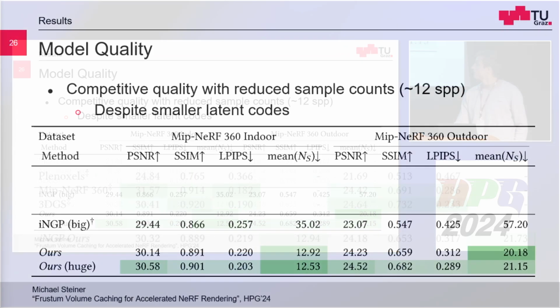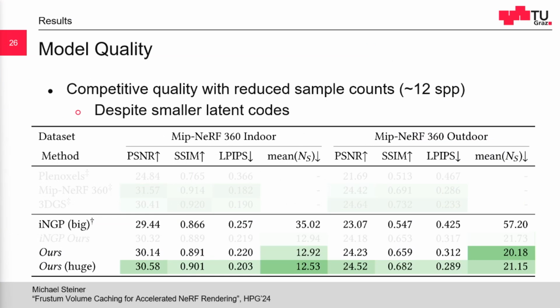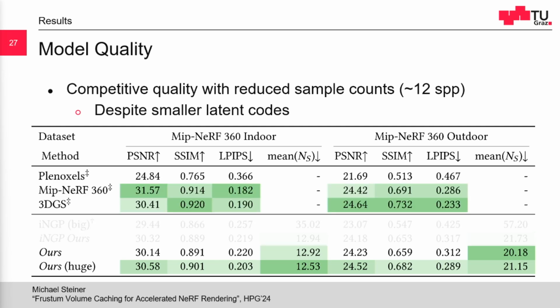Here we show model quality for the base Instant NGP model and ours, and we see that scene contraction and distortion loss lead to a significantly higher PSNR score, and also to drastically reduced sample counts, which translates directly into better performance. Compared to other novel view synthesis models, we simply show that we can achieve competitive results in both indoor and outdoor scenes.